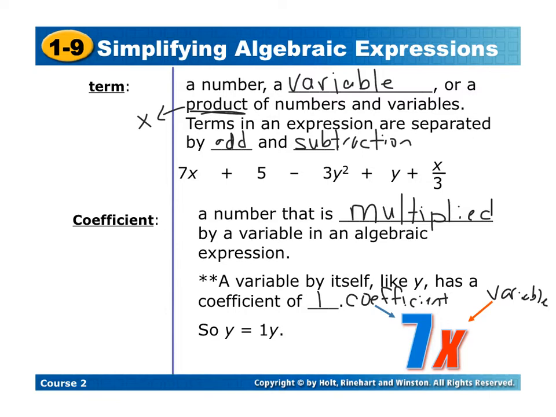And just as a reminder, the reason why it's 1y is because, for example, 7x really means x plus x plus x plus x plus x plus x plus x. So when it's 7x, it's really x added to itself 7 times. So the reason that y is really 1y is because it's not being added to anything else. There is just a single y.